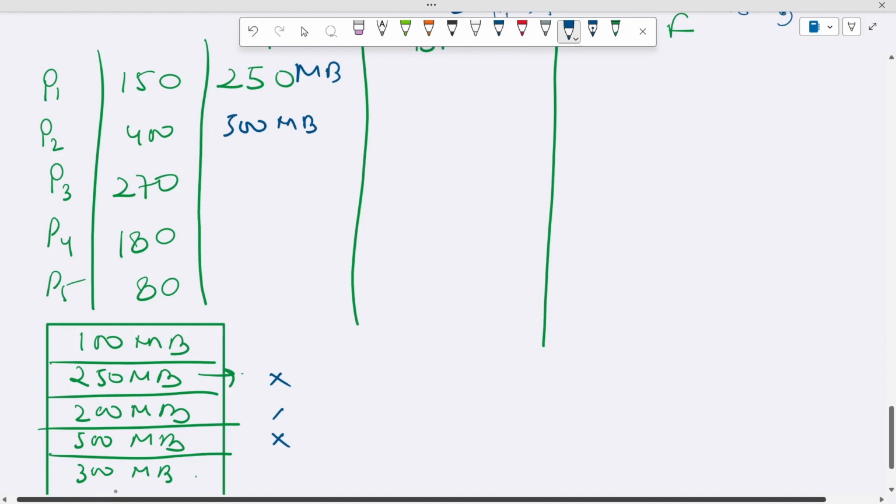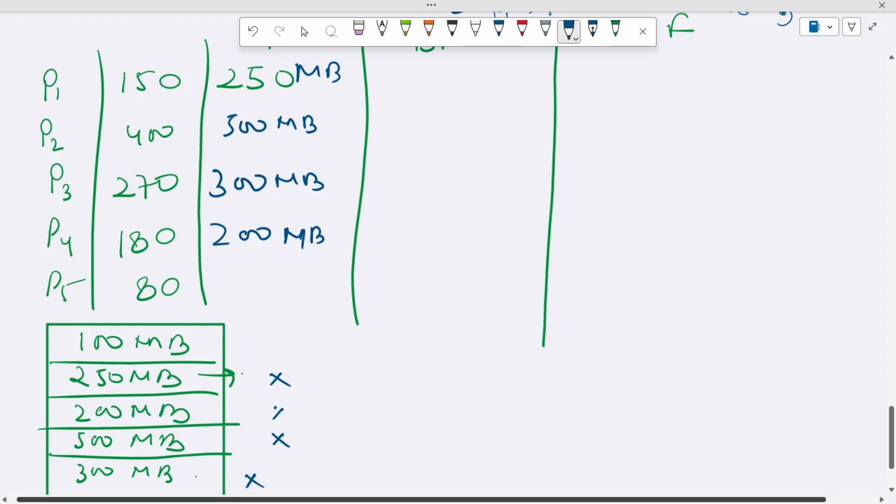Then the block left is 300. P3 is able to access this block because it needs memory of 270 and here the memory is 300. Definitely this block is given to P3. Now the last block is also allocated. Two blocks left, 100 and 200. Two processes left. P4, 180 needed. Start from the starting. 100 MB, definitely not able to access this part. 200 MB, definitely P4 will get this block of main memory. So 200 goes to P4.